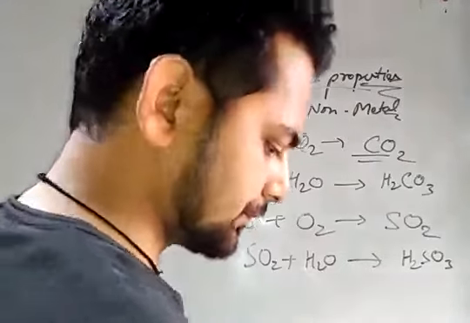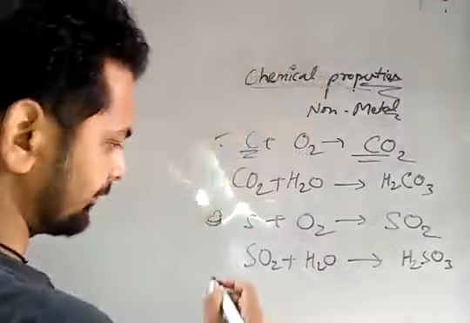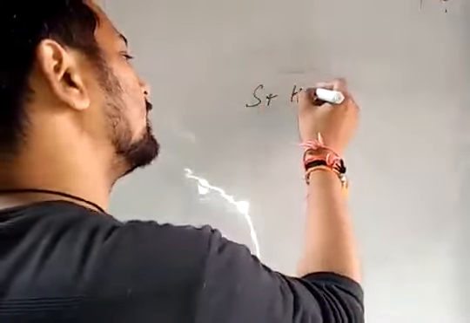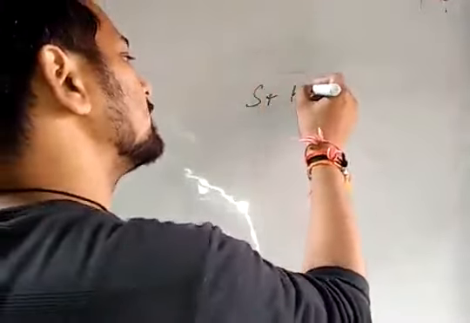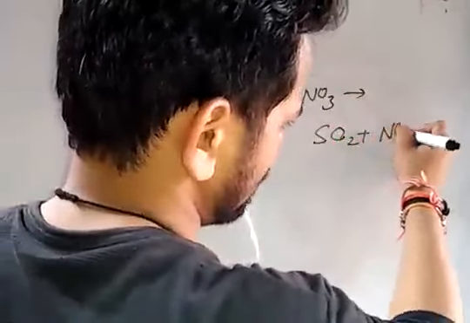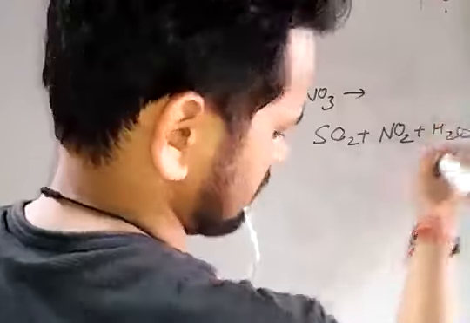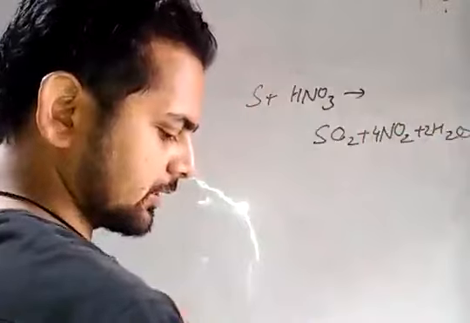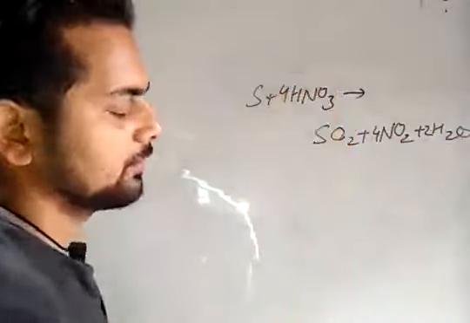Next is when the non-metal reacts with the acid. For example, sulfur reacts with the nitric acid HNO3, giving SO2 gas plus NO2 gas plus H2O. This is the product given by the reaction with the nitric acid. Got it?